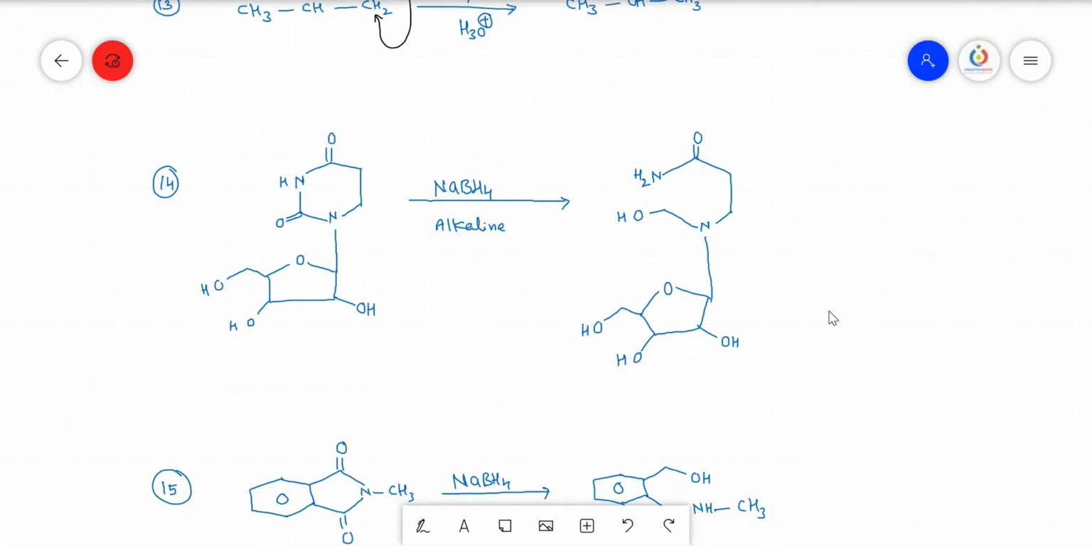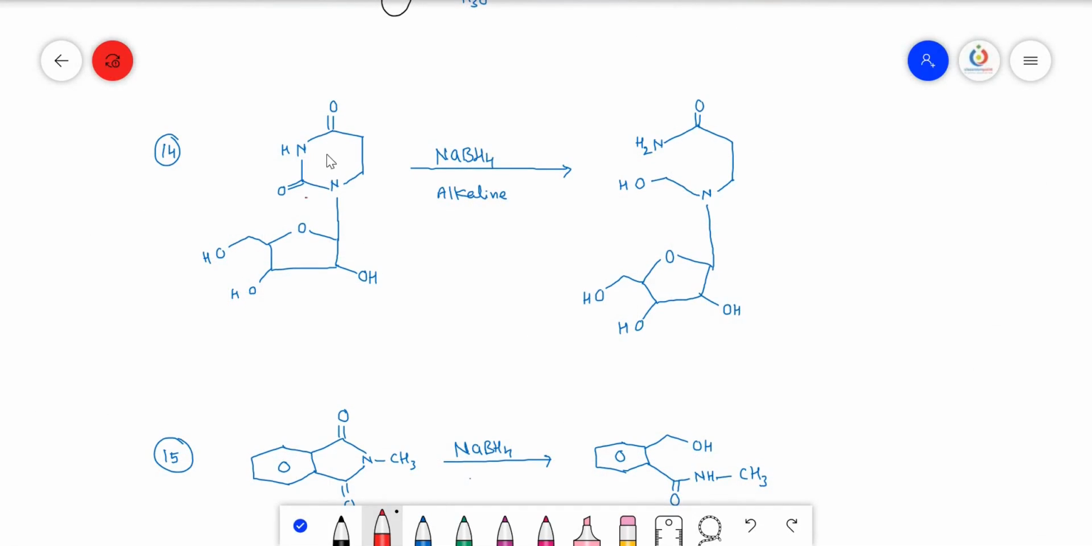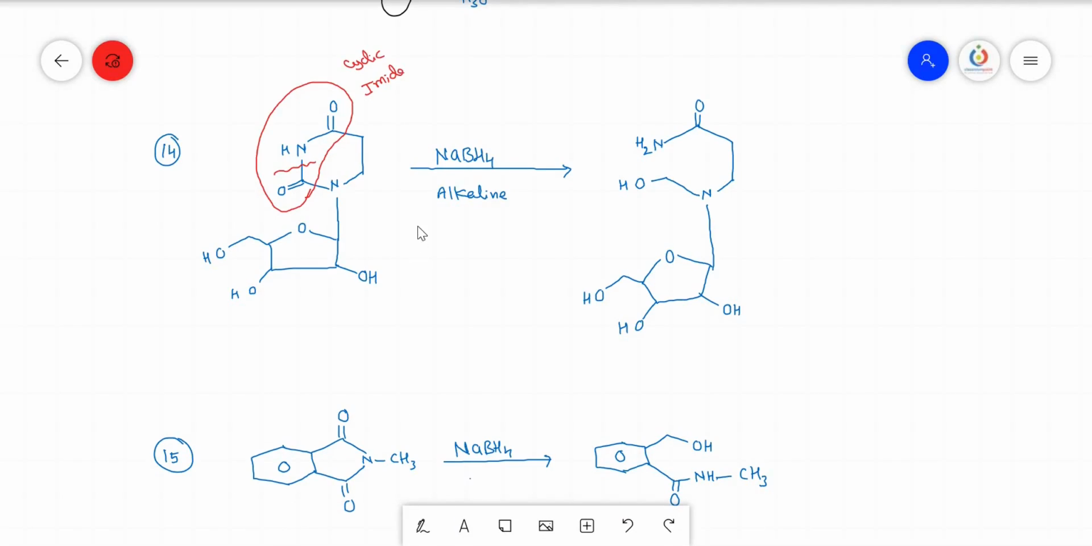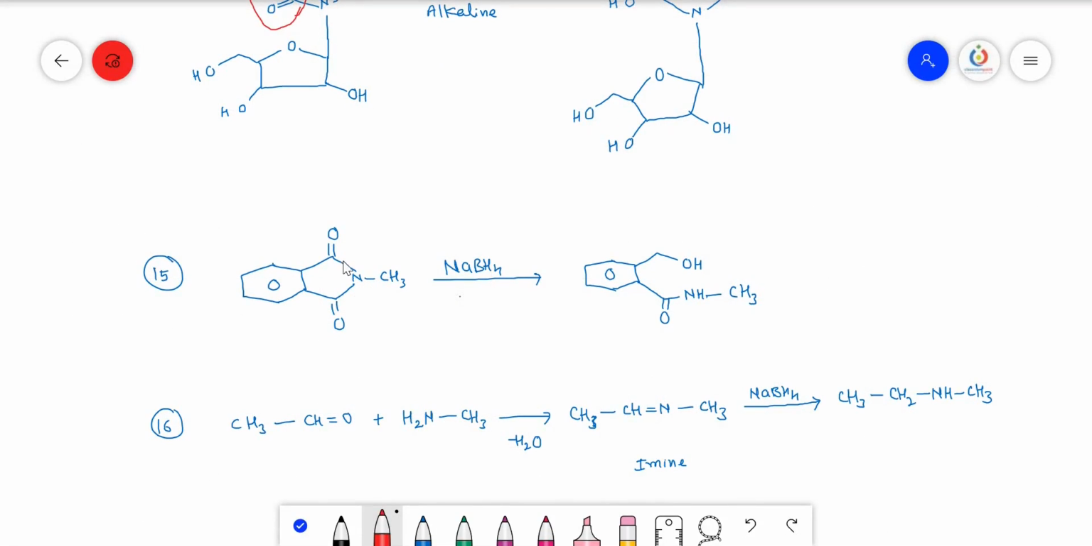Now regarding the sodium borohydride reactions, you must remember one thing, that this is called the cyclic imide part. Whenever N or NH is placed between two keto groups, it is called an imide, a cyclic imide. Cyclic imides also will be reduced, meaning it will break one particular bond here, so that it becomes the alcohol and it becomes the CH2 and H2 primary amide. Similarly, if you take this molecule, this also will be reduced to the respective alcohol part, so this becomes alcohol and this becomes the amine.